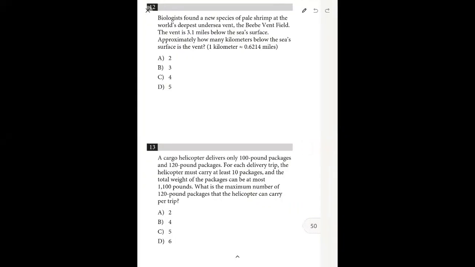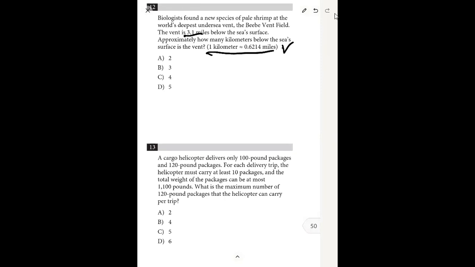All right, this is number 12. It says a biologist found a new species of pale shrimp at the world's deepest undersea vent, the BB Vent Field. The vent is 3.1 miles below the surface of the sea. Approximately how many kilometers below the sea surface is the vent? And then they give you this conversion: 1 kilometer is equal to 0.6214 miles. Anytime you see a conversion, that usually means you're going to use a proportion to solve it. You may have to do something else, but you're definitely going to need a proportion to convert. Whenever you see this, you can always use the ALINEAR program.